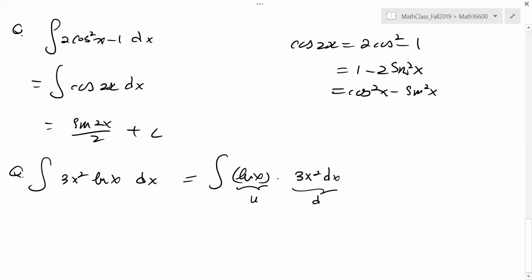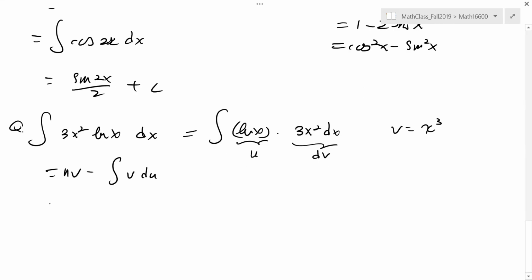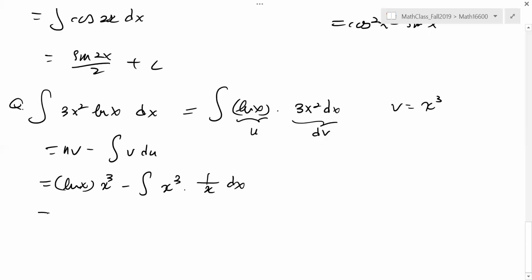This is u and dv, right? So what is v? v should be equal to x cubed over 3, obviously, since when you differentiate, you get dv. So that's going to be uv minus the integral of v du. Then u is natural log of x, v is x cubed over 3, and du is going to be 1 over x dx. Then you find the integral of x squared.